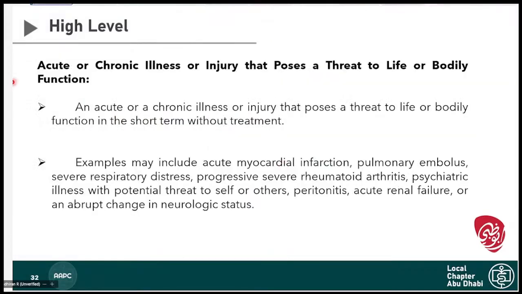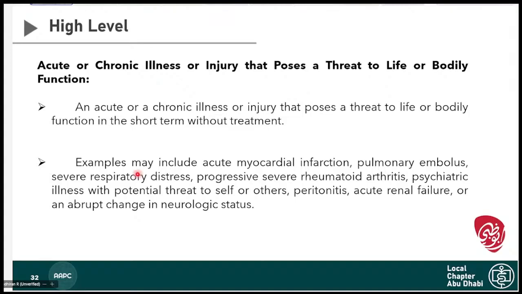So next we'll discuss acute or chronic illness or injury that poses a threat to life or body function. This is a condition where, once the patient's health is affected, there is a question mark about the patient's condition. Either they recover or it will lead to death. Those types of conditions only we can call high level.